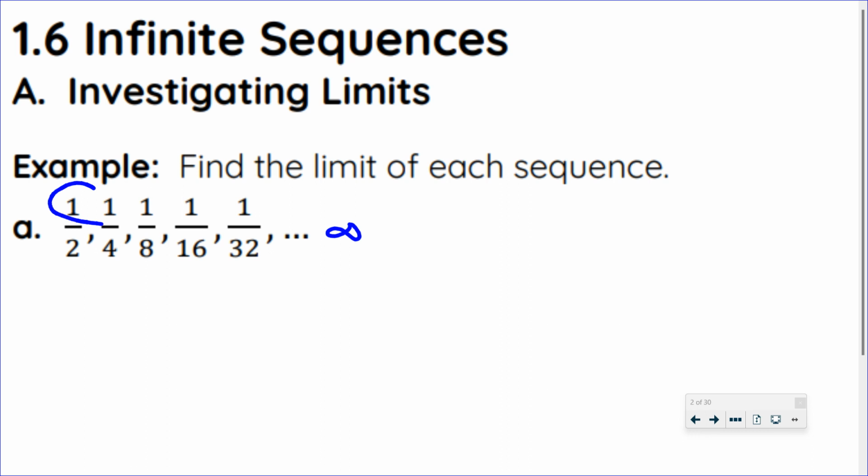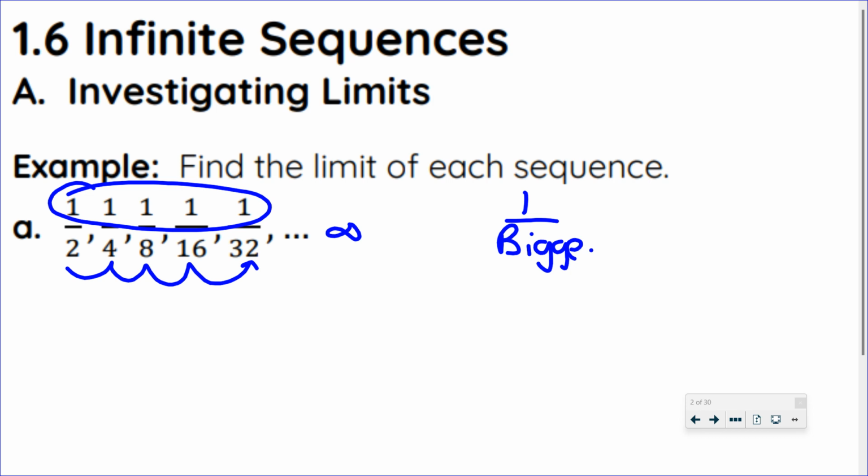First thing I notice is that my numerator is always 1. My denominator, if you look, is doubling. It's getting bigger and bigger and bigger. So as I approach an infinitely big number, I'm going to have 1 over a bigger and bigger number. That is going to approach 0. So the limit of that sequence would be 0.